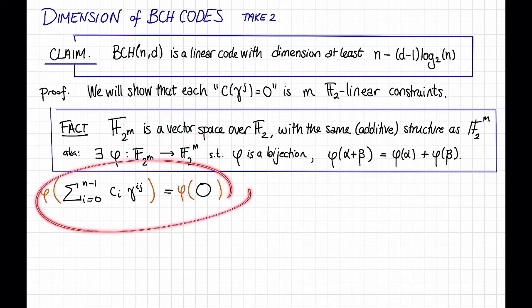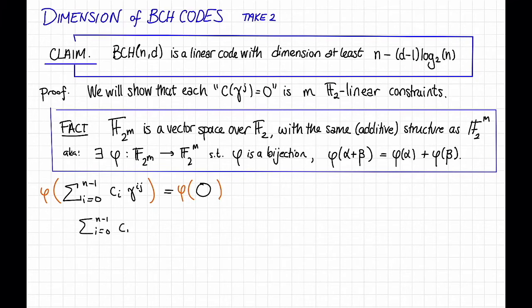Then this is the same as saying that the sum from i equals 0 to n minus 1 of c_i times phi of gamma to the ij is equal to 0 as vectors. The reason that's true is that this map phi here is F2 linear, so it can go inside the sum. And since c_i is either a 0 or a 1, if it's a 1, then phi breaks up around the sum, and if it's a 0, we just get 0. So this left-hand side is just equal to this, and the right-hand side is equal to 0. I should have said up here that we also have phi of 0 equal to 0.